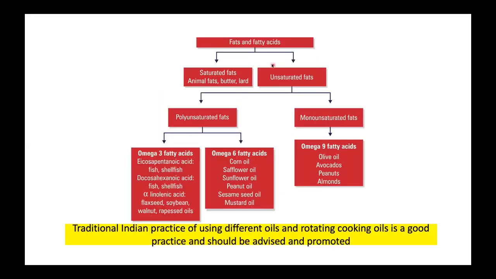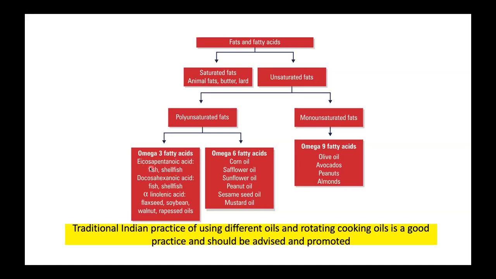If you see the source of these fats, saturated fat is mostly from animal sources, animal fats, butter or lard. It is the majority of sources of saturated fat. And the unsaturated fat can be grouped into monounsaturated fat, the omega-9 fatty acid, whose classical source is olive oil, avocado, peanuts, or almond oil. In omega-6, mustard oil is very rich in omega-6 fatty acid, and sesame, peanut, sunflower, safflower, cornflower, whatever, these are the types of refined oil commonly known. They are basically a source of omega-6 fatty acids.